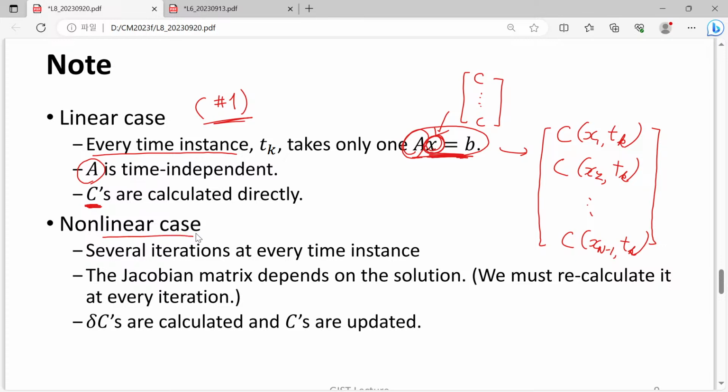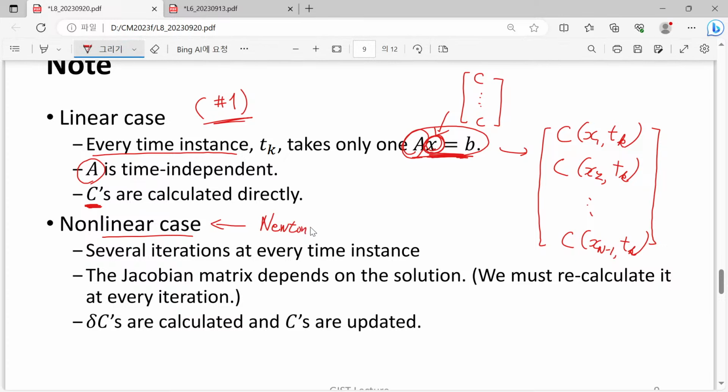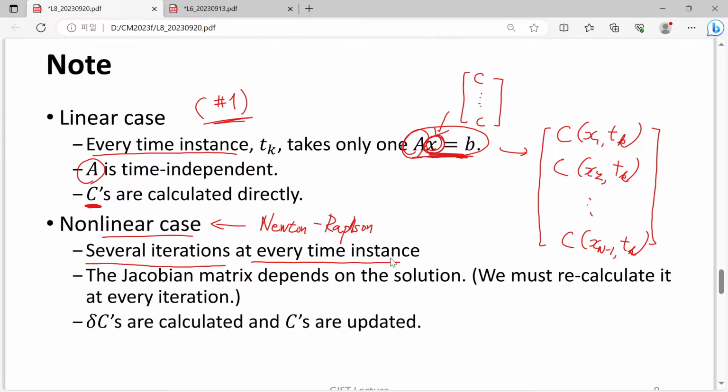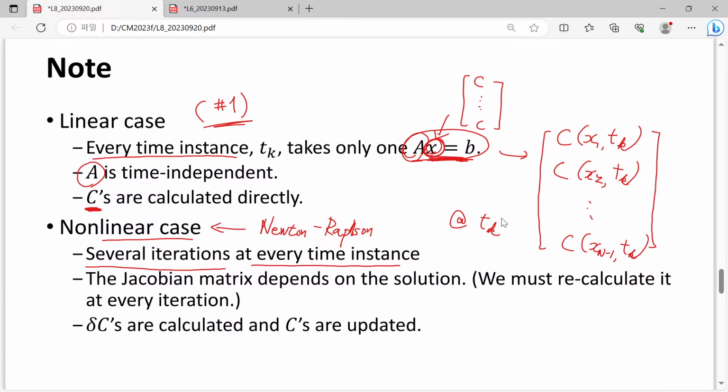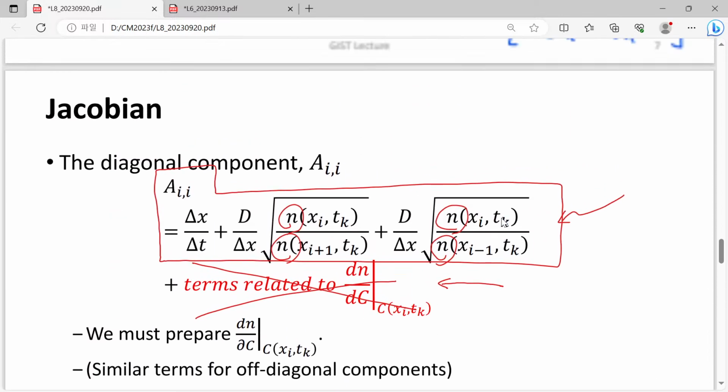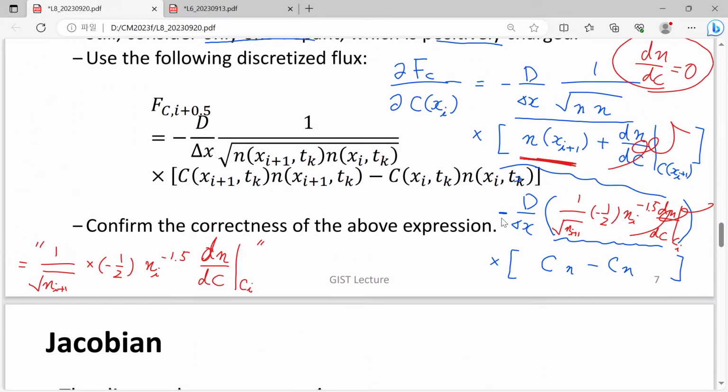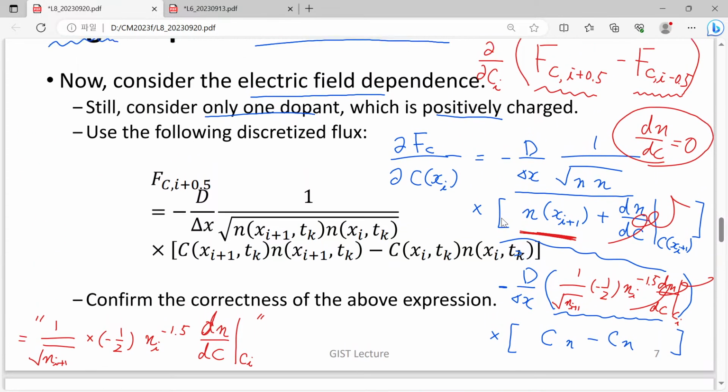However, in this nonlinear case, now when you apply the Newton-Raphson method, unfortunately we must do several iterations at every time instance, because even at a given time instance, for example at t sub k, the system itself is nonlinear. Why do we have a nonlinear behavior? Because our flux itself has a nonlinear term.